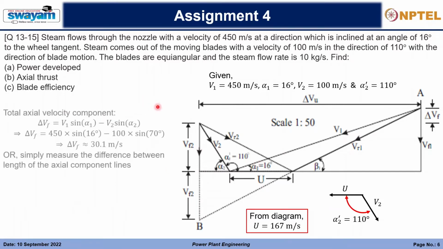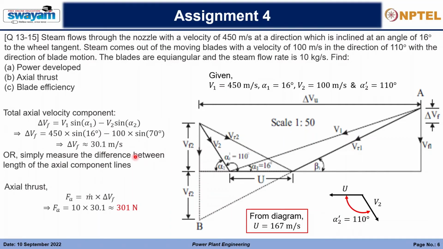Again, the next part is we need to calculate the axial thrust. For axial thrust, we need the axial velocity component, that is delta Vf, that is v1 sin alpha 1 minus v2 sin alpha 2, and together it is 30.1 meter per second. Or we can simply calculate this length. So we draw a horizontal line out here and we measure this difference. This difference will be multiplied with the scale, and we will get 30.1 meter per second. Then after this, the axial thrust is equal to m into delta Vf, so that will be equal to 301 Newton.